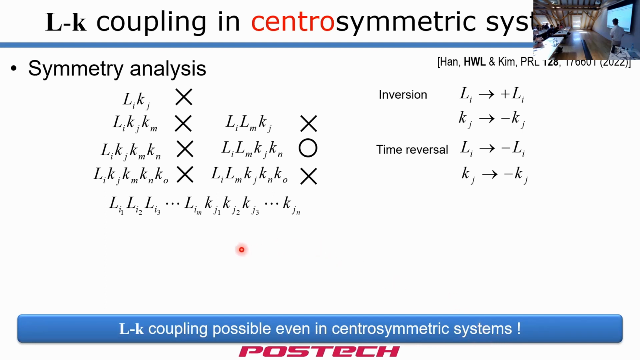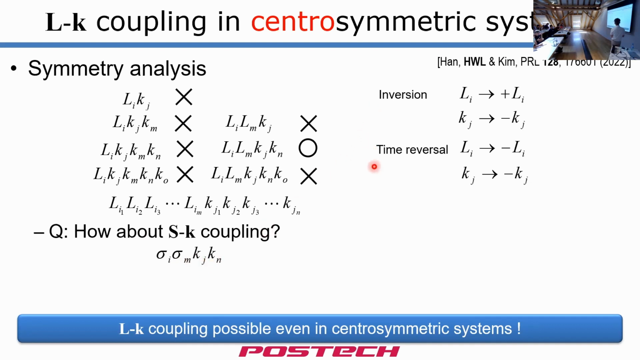Then we may wonder, how about spin momentum coupling? We know that spin momentum coupling requires inversion symmetry to be broken. But what about this kind of coupling: spin second order, crystal momentum second order? They are compatible with both inversion and time reversal. So actually, spin momentum coupling is not forbidden by the combination of these two. They are allowed. But there is something else that forbids this coupling.